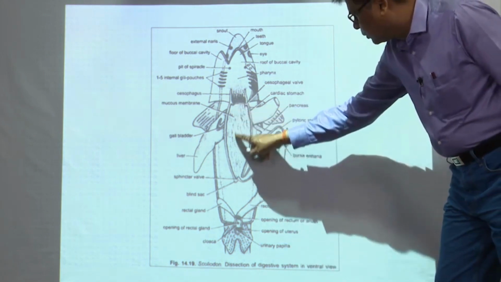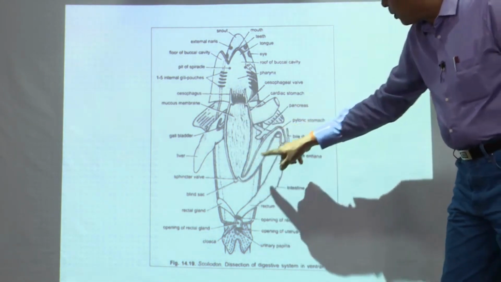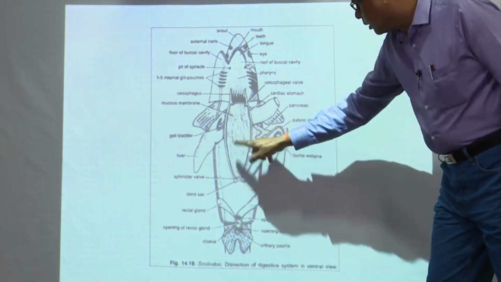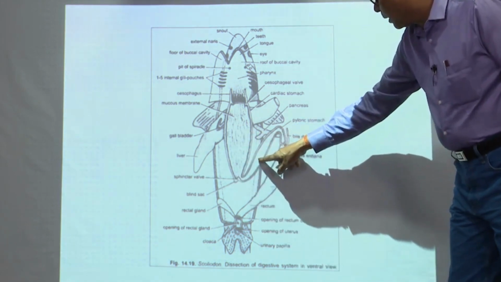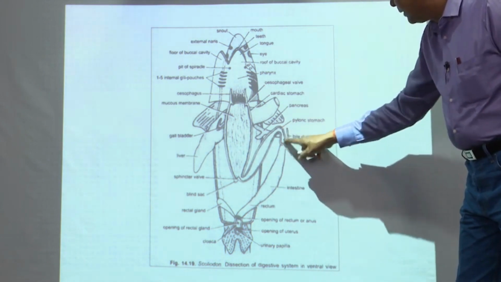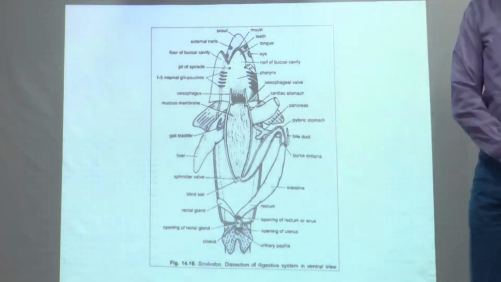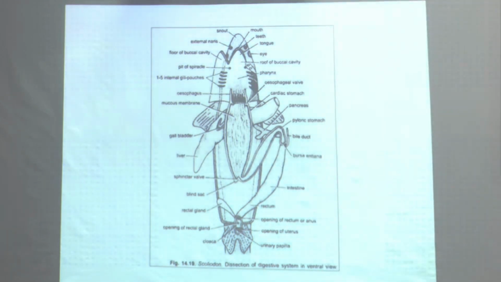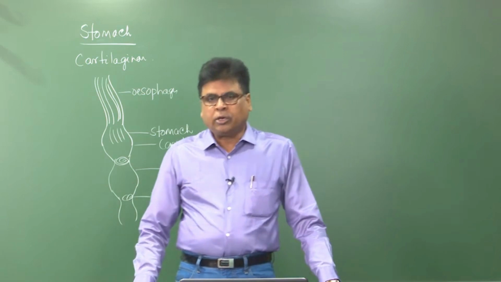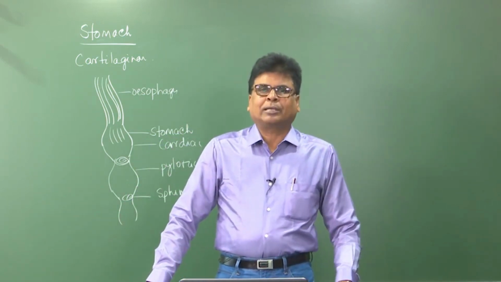That means this is the cardiac part of the stomach, this is the pyloric part of the stomach. One valve is there, that is communicating the cardiac part with the pyloric part. Another valve is there which is actually known as bursa antenna, which is actually regulating the passage of the pyloric part with the duodenum. So this is found in case of the shark or scoliodon, or this is also known as elasmobranch, or this is also known as selachii.